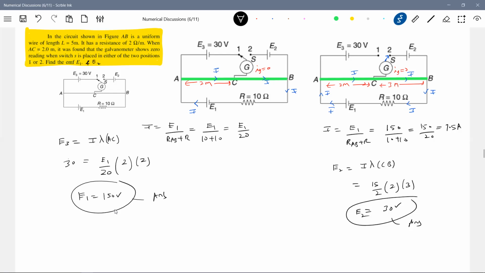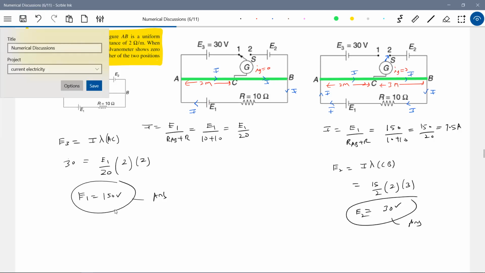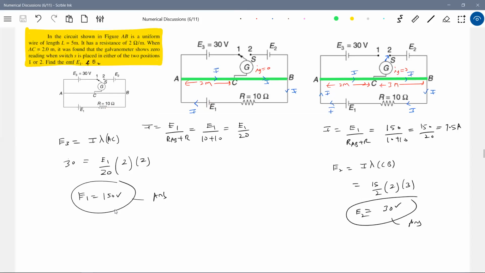In a potentiometer there should be only one cell in the primary circuit, so why are you bringing more in the secondary? It's just a mechanism. So many ways are there. Potentiometer is a very versatile chapter. You may get best of best questions. E2 is 45, sir. Yeah, 45. Yeah, thank you.